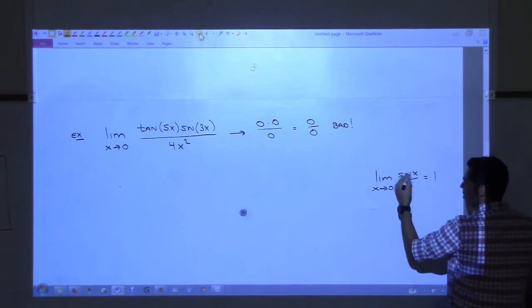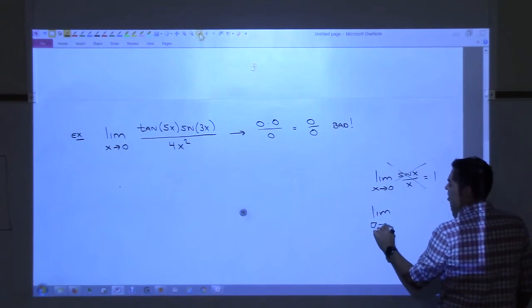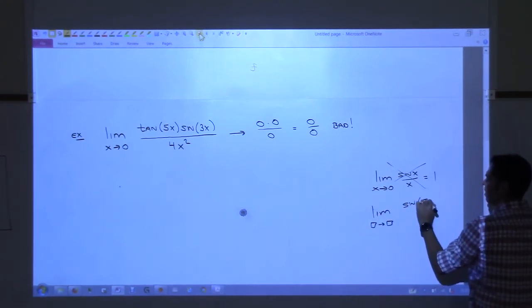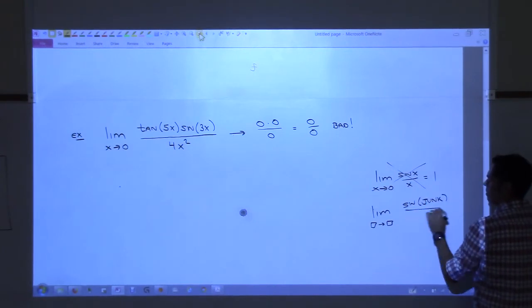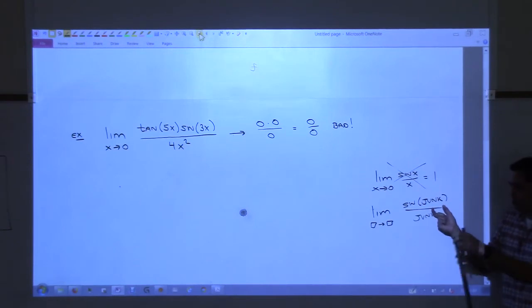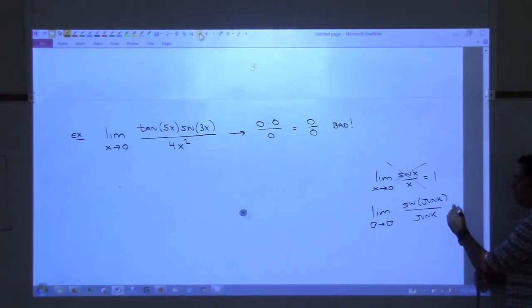And I told you, that's great, but let's look at it this way. Who cares what's happening with the limit? Sine of some junk over some junk. As long as these junk things match exactly, and as long as these junk things go to 0 when you take the limit, the answer to this is 1. That's what I was trying to get you to see last class.